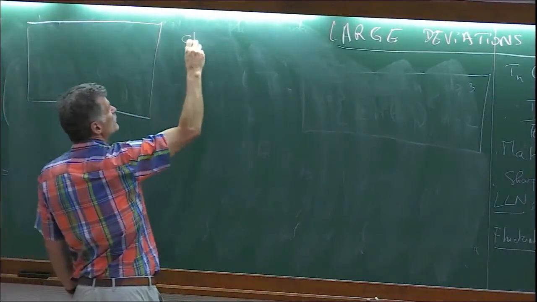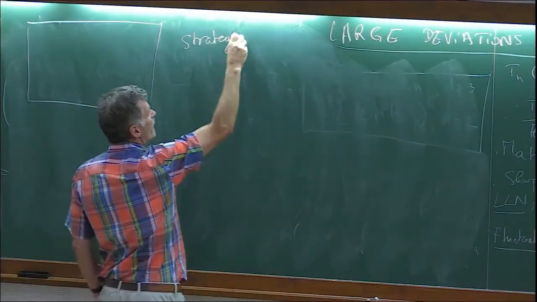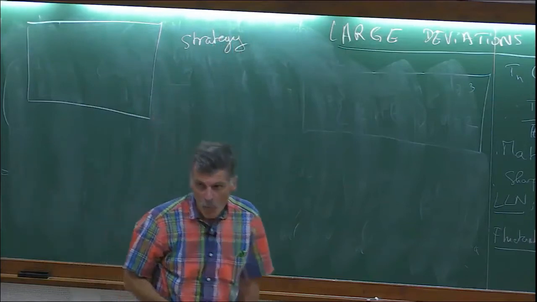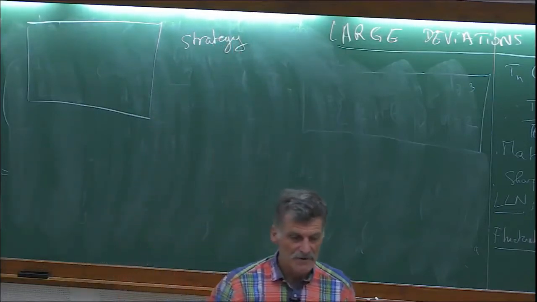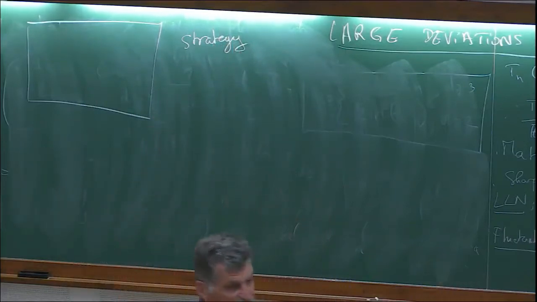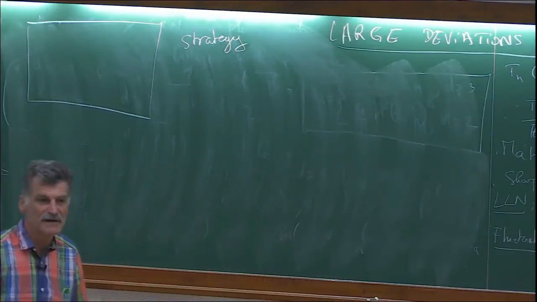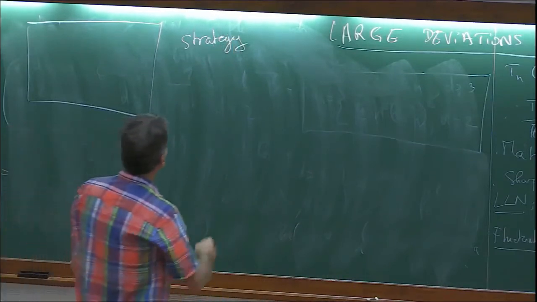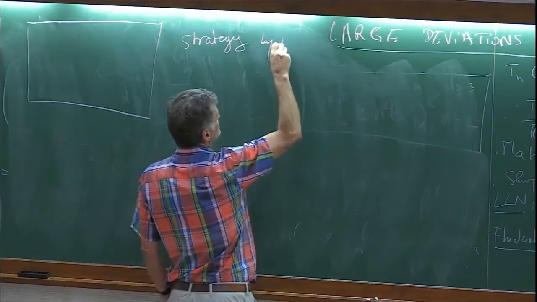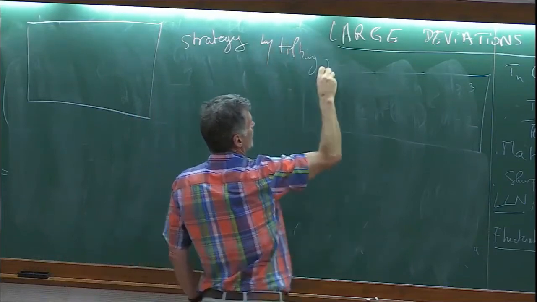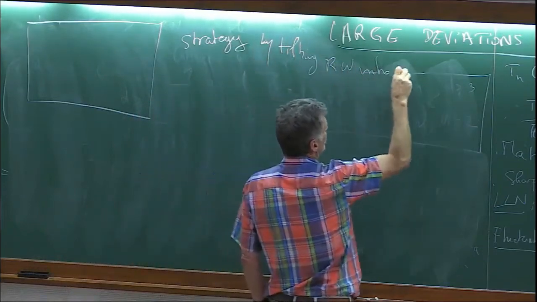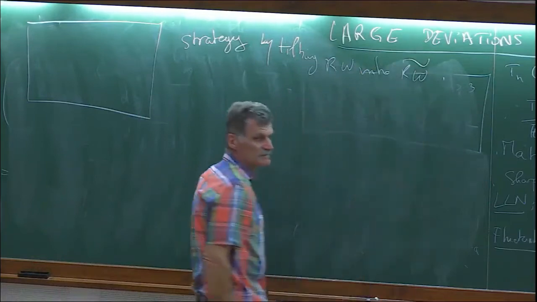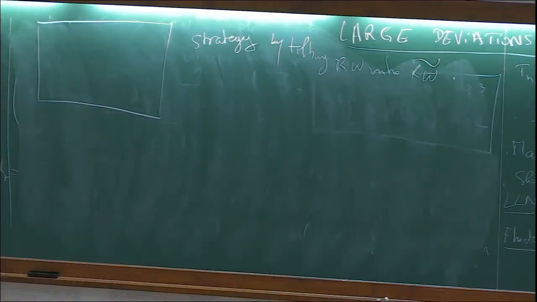And to give you a strategy for tilting the random walk on the torus in order to produce a deviation, and to compute then the cost of tilting. Strategy by tilting a random walk into a tilted random walk and compute the probability of this operation.